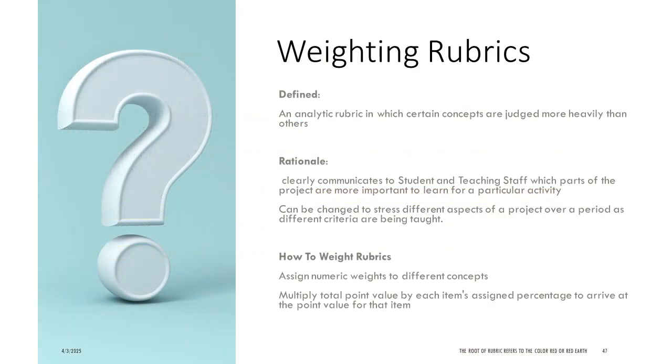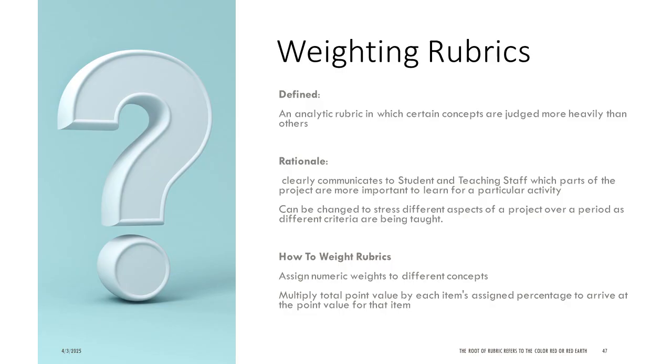What about weighing rubrics? Weighing rubrics, an analytical rubric in which certain concepts are judged more heavily than others. It's not holistic. And again, the rationale is to communicate to students and teaching staff which parts of the project are important to learn for a particular activity, and it can be changed to stress different aspects of a project over a period as different criteria are being taught. So weighing rubrics is important because it helps in analytical rubrics to emphasize which parts are more important than other parts. How to weigh the rubrics?